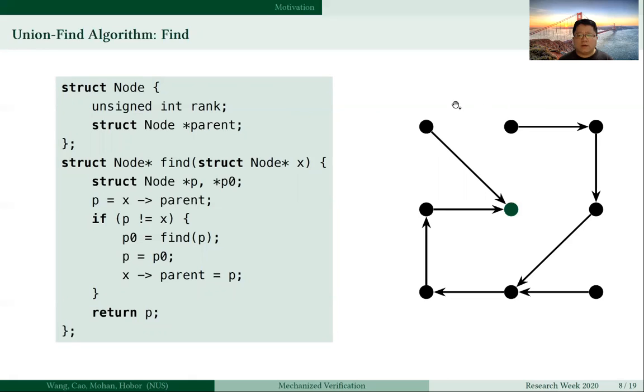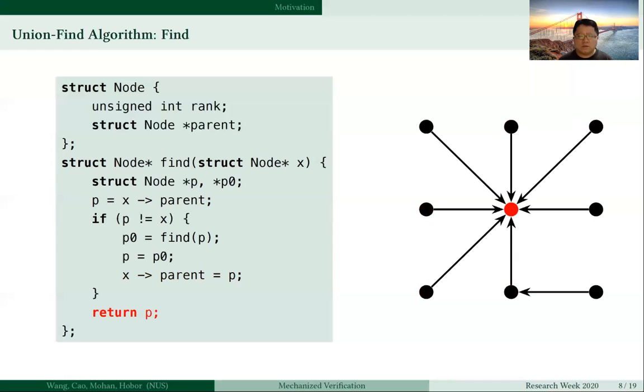The right side of the slides represents one set because they finally point to a single special node. Given a node, the find function will trace its parent recursively until it finds the special node, which here we call the root because it points to itself. Then, before returning the result, the find function will redirect all passing nodes to the found root and then return the root.